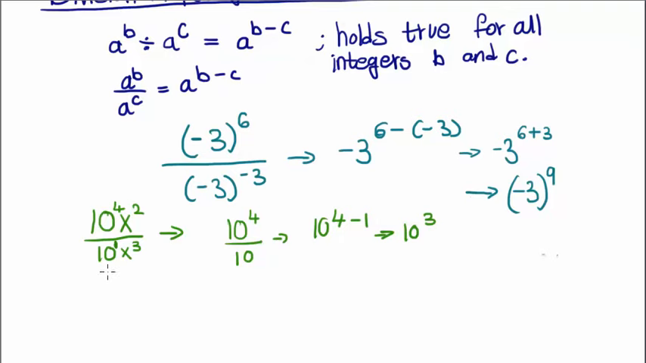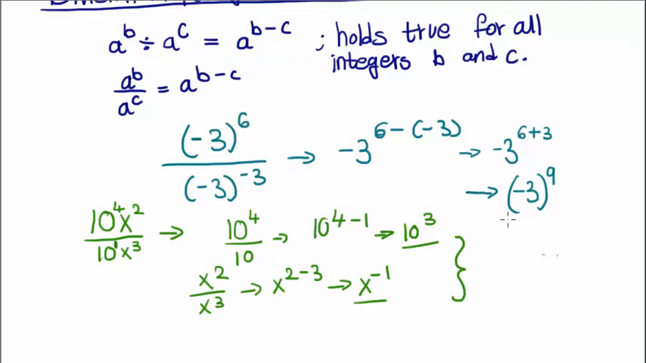Similarly, I have the variable x to the power of 2 divided by x to the power of 3. That is the same thing as saying x to the power of 2 minus 3, and that is the same thing as saying x to the power of -1. Now all I really need to do is multiply this over here with this over here to give me my final answer of 10 to the power of 3 times x to the negative 1. I can rewrite this more properly like this over here.